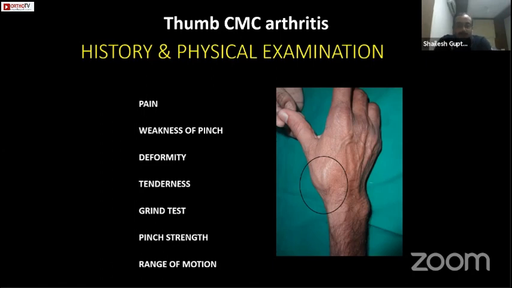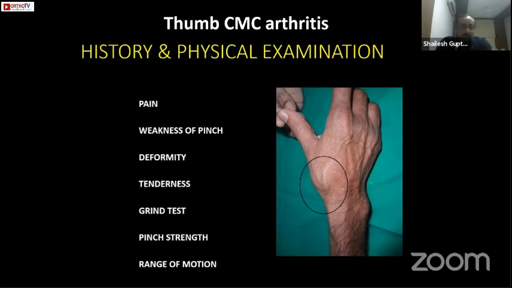It is one of the most common causes of radial sided wrist pain, especially in the elderly age group population, and we see it in the middle age group also. They commonly present with pain, weakness of the pinch, and deformity. As you can see, there is some prominence at the CMC joint along with tenderness.